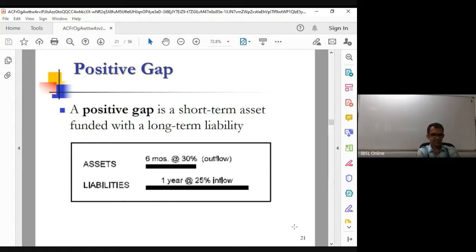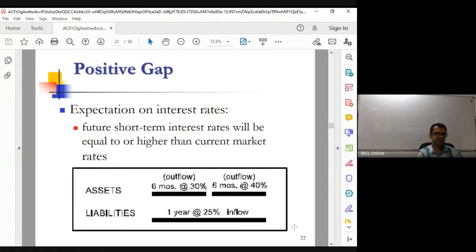When the assets are maturing, the interest rate has gone up, then you can reinvest that maturity proceeds at a higher rate while you pay liabilities at a lower rate. Your net interest income increases. So that's the expectation of a positive gap. This illustrates that you initially invest at 30%. After 6 months, the interest rate has gone up. Now you invest at 40%, while the cost of these liabilities is only 25%.